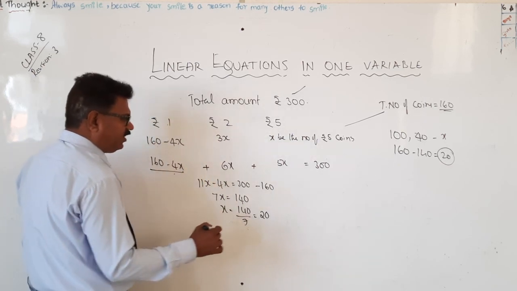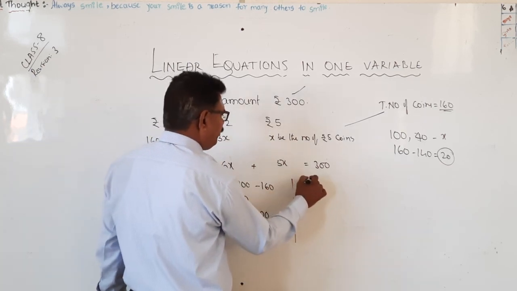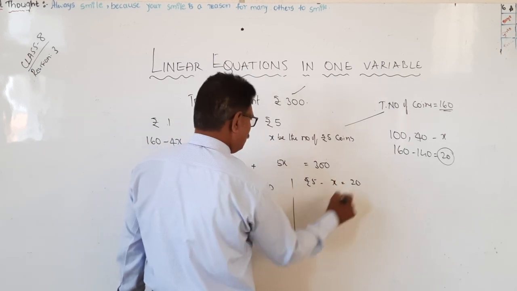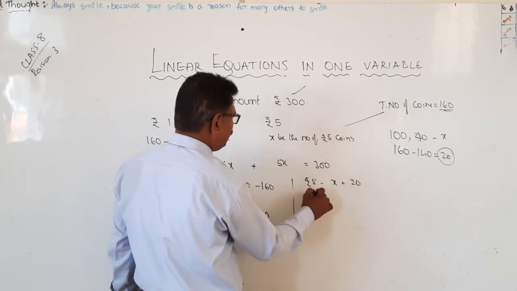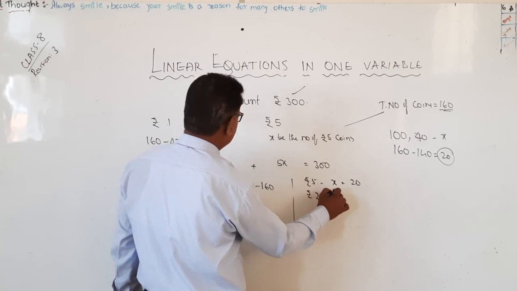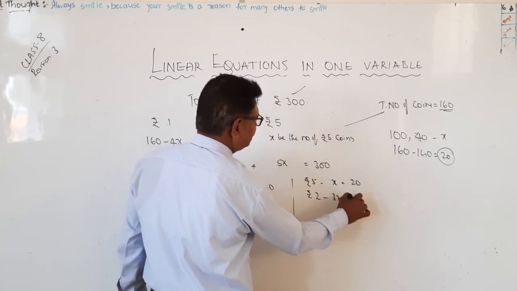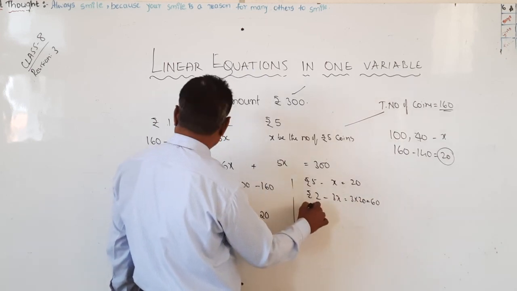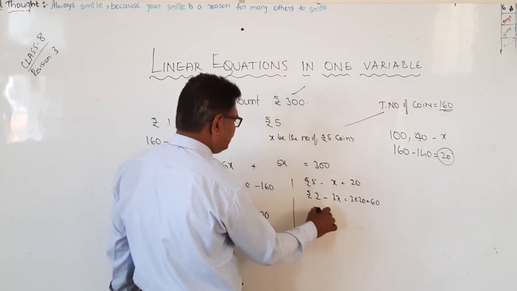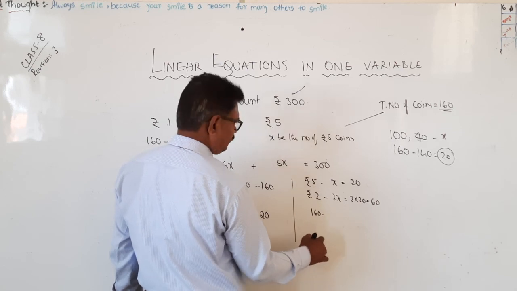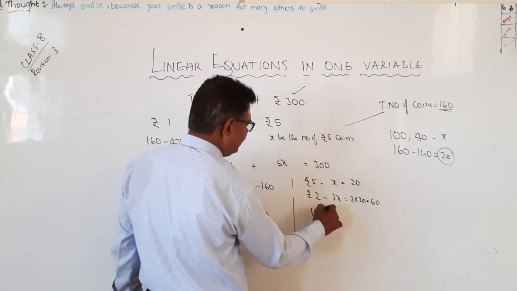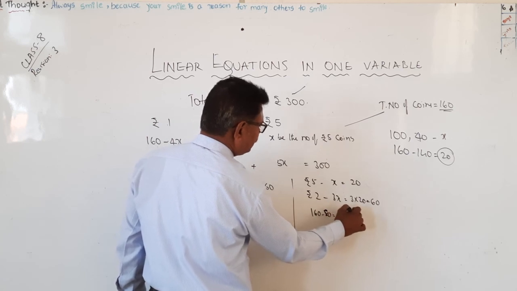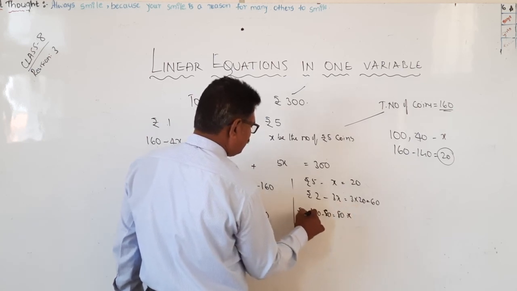Now rupees 5 coins, x is nothing but 20, and rupees 2 coins, that is 3x, 3 into 20, is nothing but 60, and the remaining are 160 minus 60 minus 20, which is 80. So this is the number of rupees 1 coins.